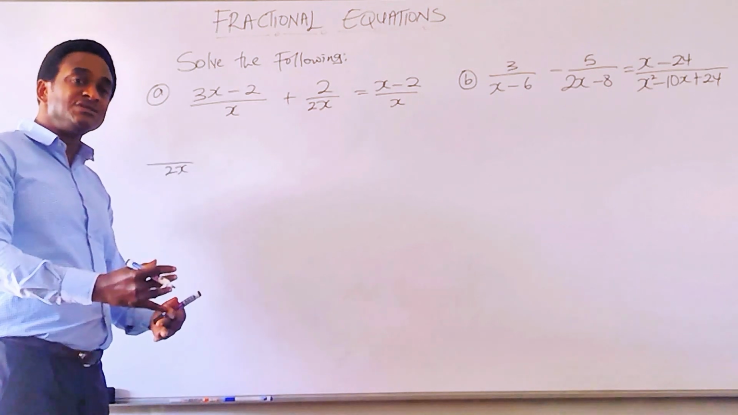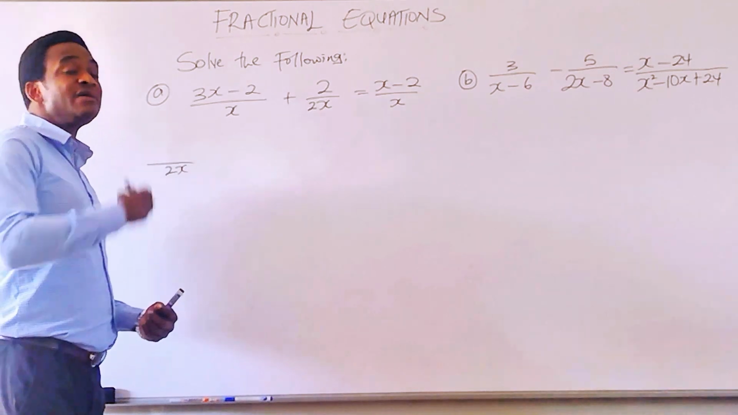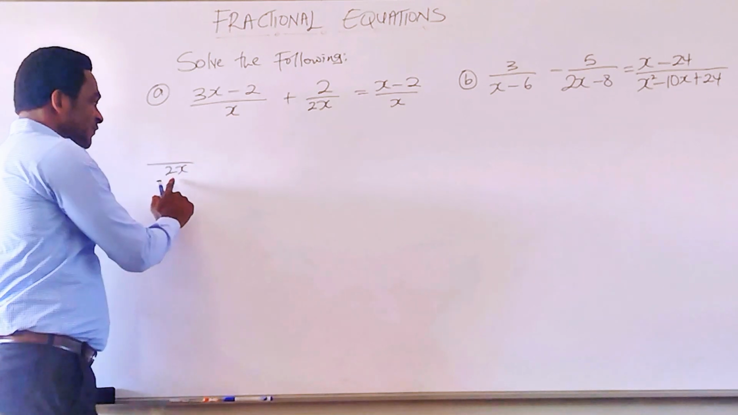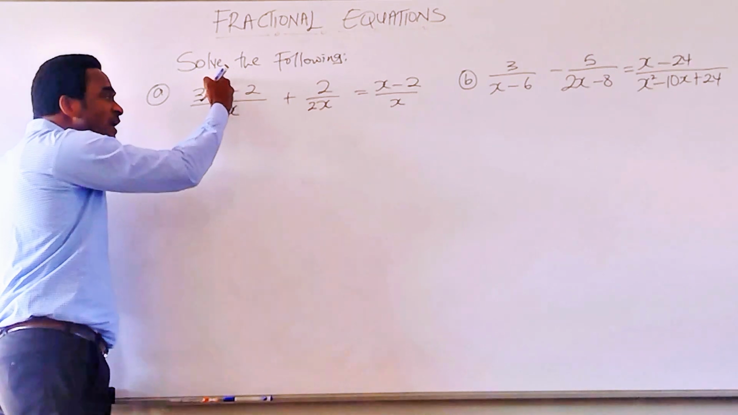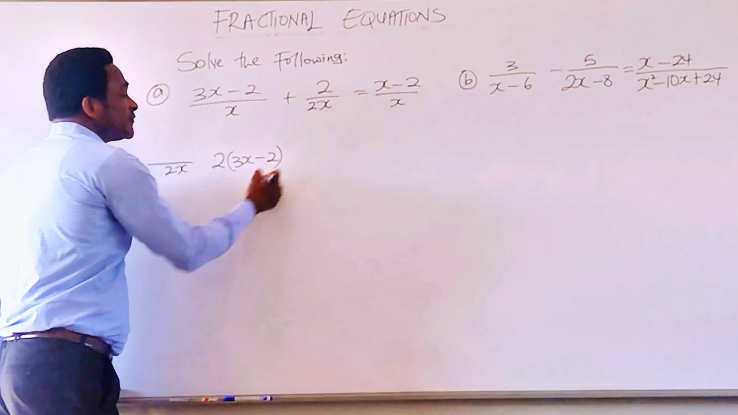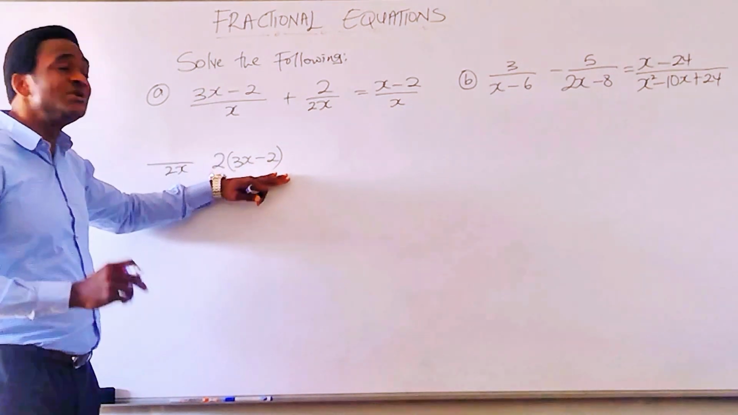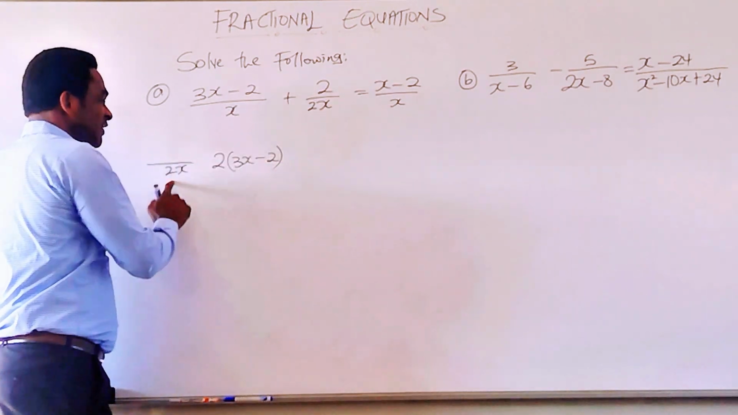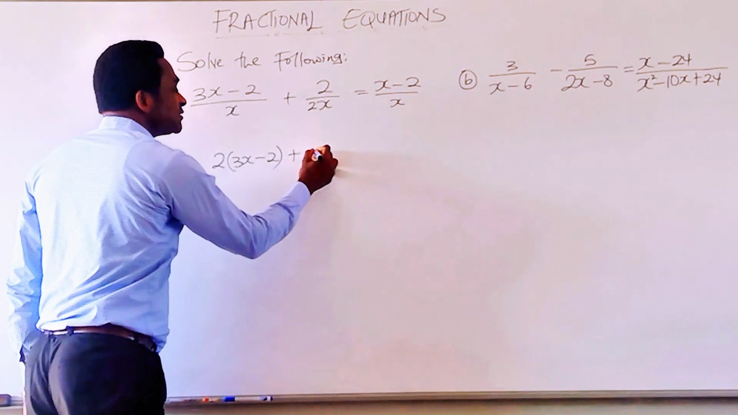Remember the process: get your LCD, divide the LCD by each denominator, then multiply your answer with your numerator and simplify. Now, we have 2x divided by x, we cancel our x, we have 2. Multiply with the numerator, we have 2 into 3x minus 2. I can deal with this directly, but you just have to be careful, put them in the bracket so that you don't mess up the signs. And then we have 2x divided by 2x, any number divided by itself is 1. 1 times 2 is 2.